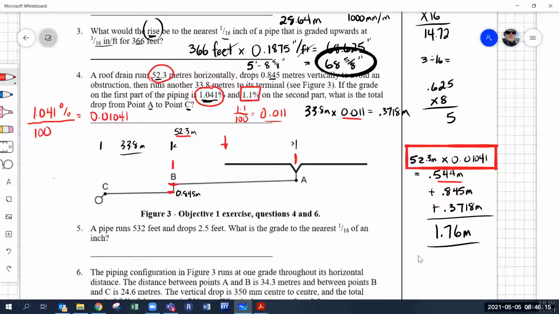Now, this little drop is right there. That's 0.845, which says it right in here. And then I have a run of 33.8 meters at the 1.1%, which is this equation. And then I added all of these three drops together to get a total drop of 1.76.